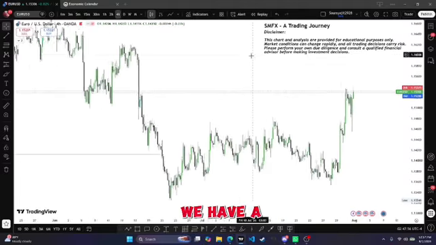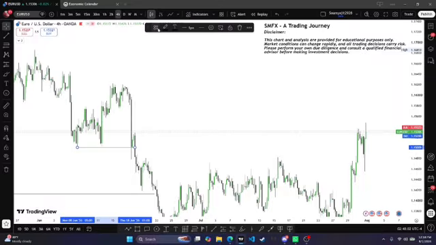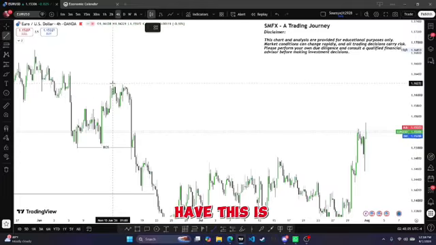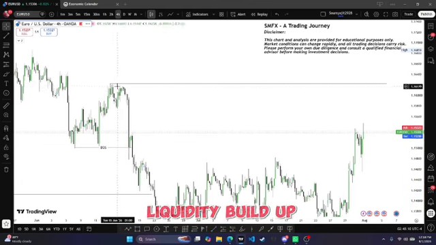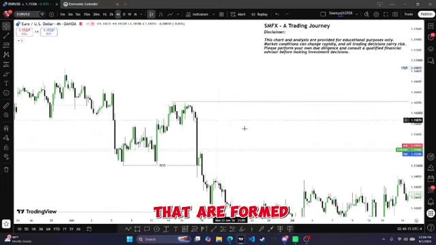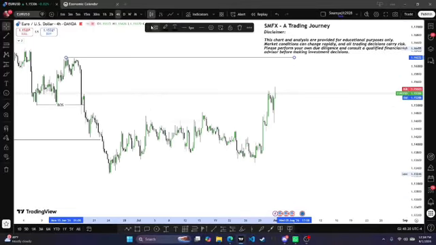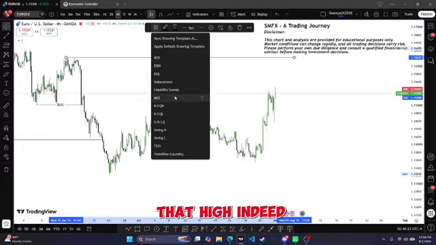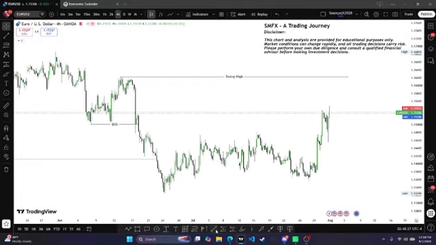In 4 hours, we have a breakup structure here. This is the swing breakup structure. Then we have this swing high. But remember, we have some liquidity buildup over here, since some relative equal lows have formed. Now, yeah, we may sweep that high. Indeed. Okay, so that is the swing high, and this will be the swing low.